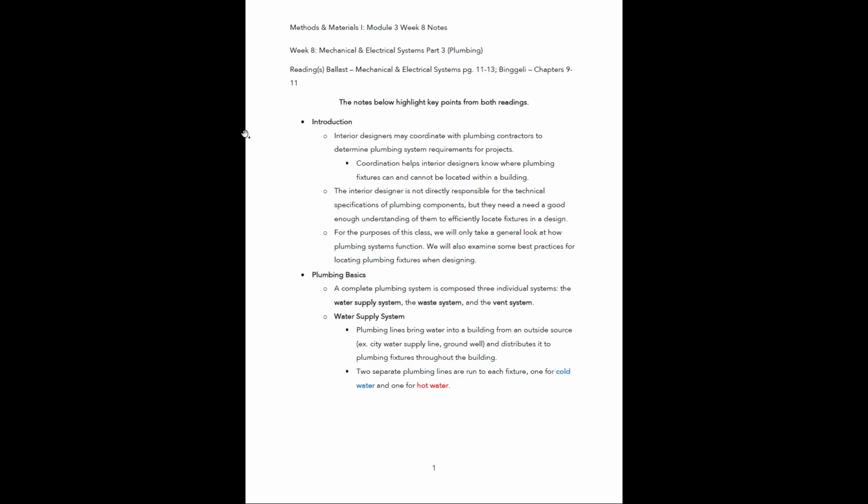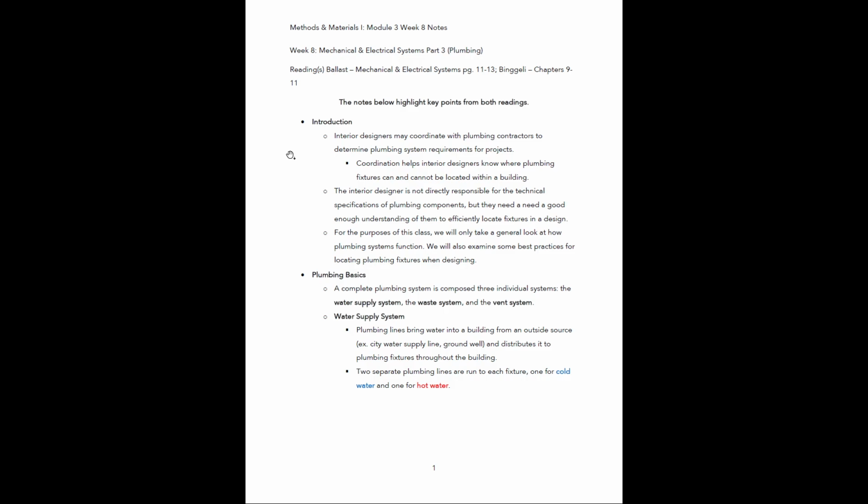So for the purposes of our class, we're just going to take a generalized overview, sort of high-level look at how plumbing systems work. We don't need to get too in the weeds with all the details about how the systems go together. We just need to understand in a basic general way how plumbing systems function, so that we know how to incorporate them into our designs and take them into consideration. All right, so let's get started.